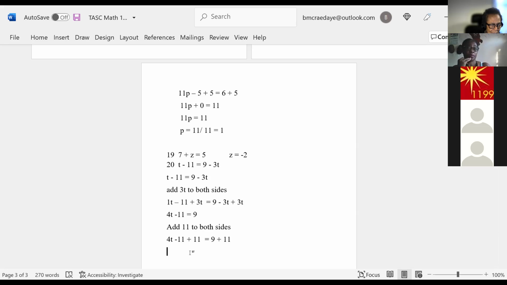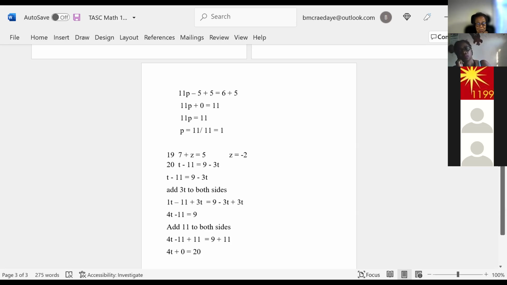A minus 11 and a plus 11 gives you 0, right? Same number, same variable, so the next one will be 4t plus 0, which is equal to 9 plus 11. And what is 9 plus 11? 20. Okay, so now you know your answer.